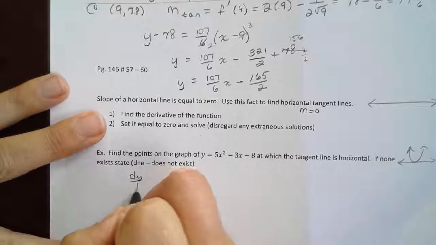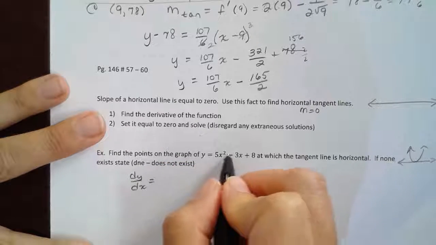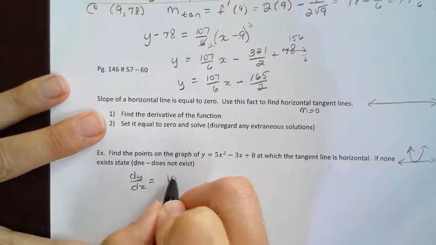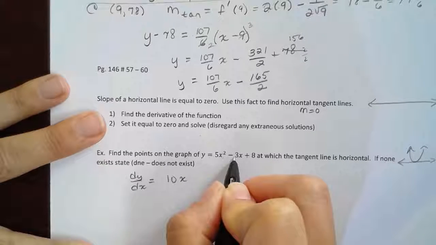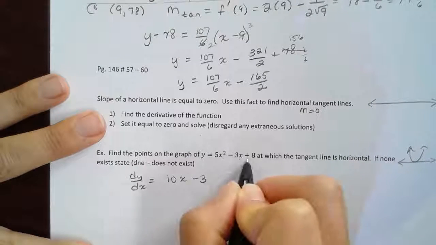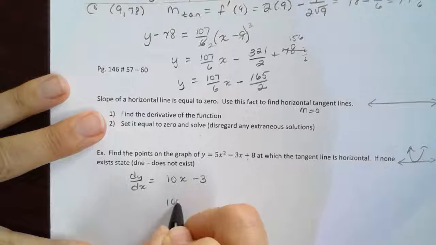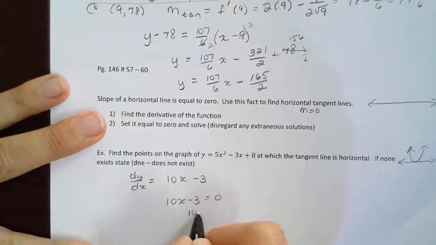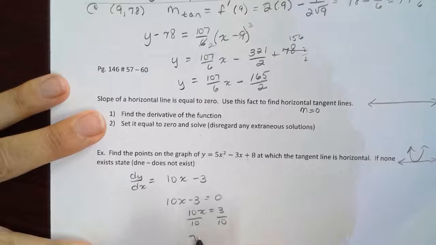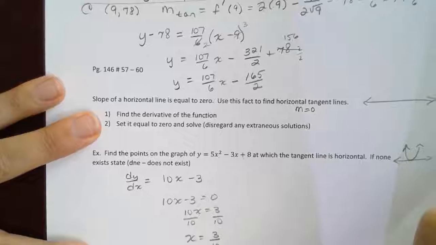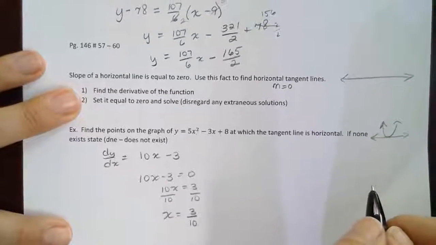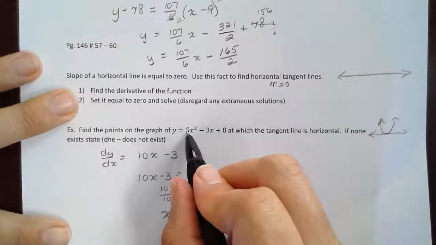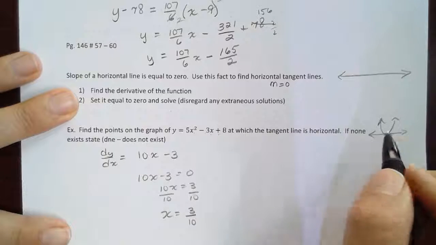So dy/dx is going to be equal to derivative of 5x squared is 10x. Derivative of negative 3x will be negative 3. Derivative of 8 will be 0. If I set 10x minus 3 equal to 0, I would add 3. This is linear, so we'll simplify this by dividing by 10. The x-coordinate at which the tangent line is horizontal is going to be 3/10. If I want to find the y-coordinate, I'm going to have to plug it into the original equation because I want the point on the original graph.